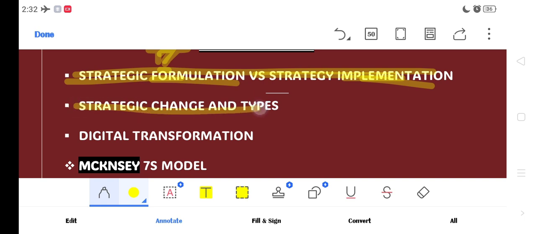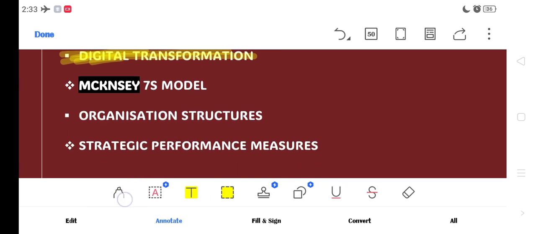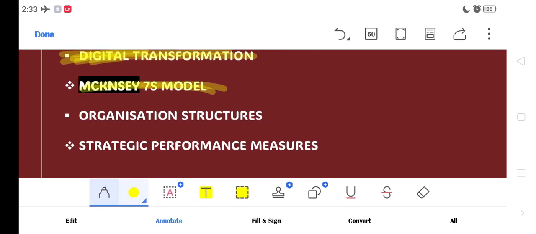And strategic changes and types. How can change be made possible in organizations and all, they are going to ask. And what are the types? And digital transformation, yes, they can ask a few descriptive questions about digital transformation. Of course, this we can say the 7S model. From this they can ask descriptive as well as objective MCQs, there is a good chance for this.